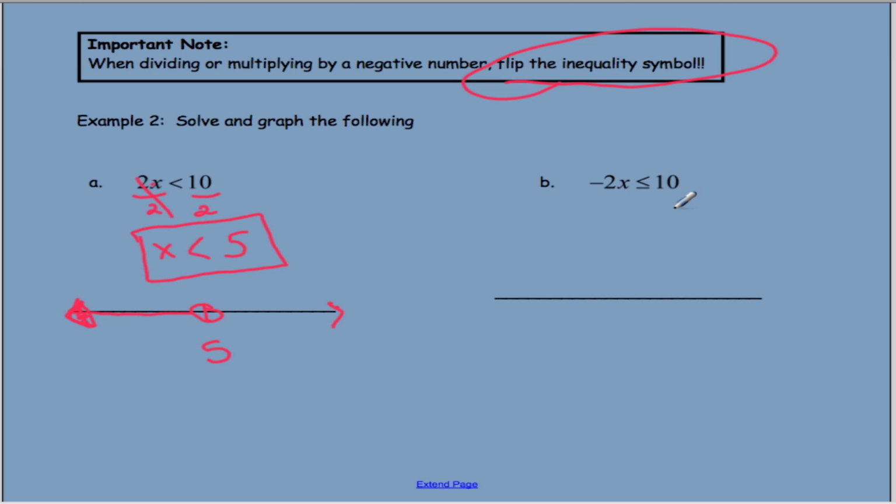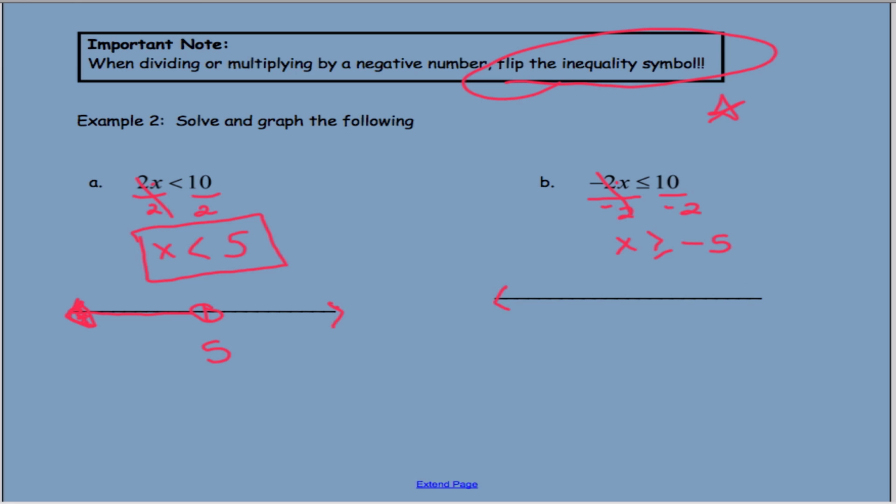For part B, we have nearly the same inequality, only this time it says negative 2x is less than or equal to 10. So we have multiplication in the problem. To undo that, we divide by negative 2 on both sides. And then we're left with x, and here on the other side we have negative 5. But like we said, when we multiply or divide by a negative value like we did here, we divided by negative 2, then the inequality needs to face the other direction. So we're going to have here that x is greater than or equal to negative 5.